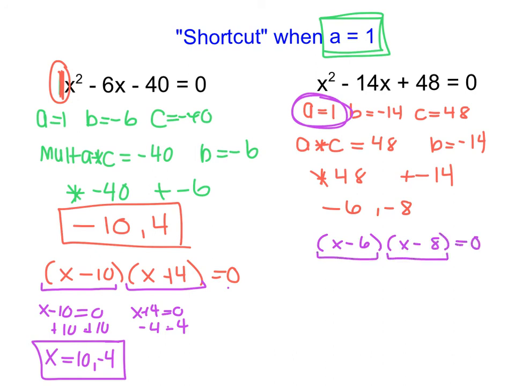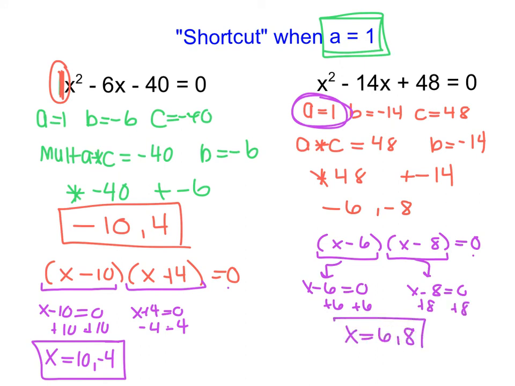I have two items being multiplied that equal 0, which is the zero product property. So x minus 6 is equal to 0. X minus 8 is equal to 0. Solve those two. And we find x is equal to 6 or x is equal to 8.